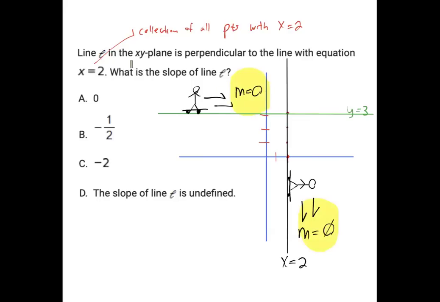And x equals 2 was line L. Actually, no, I said it backwards. L is the one that's perpendicular to x equals 2. So this line right here is L, and that's the one that had the slope of 0, which is answer choice A.